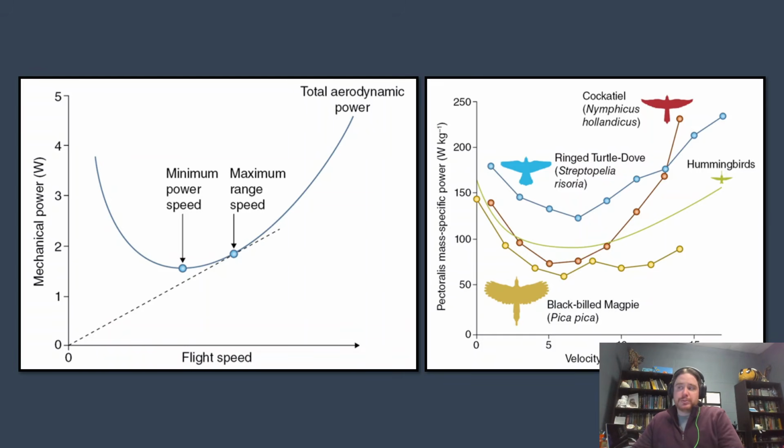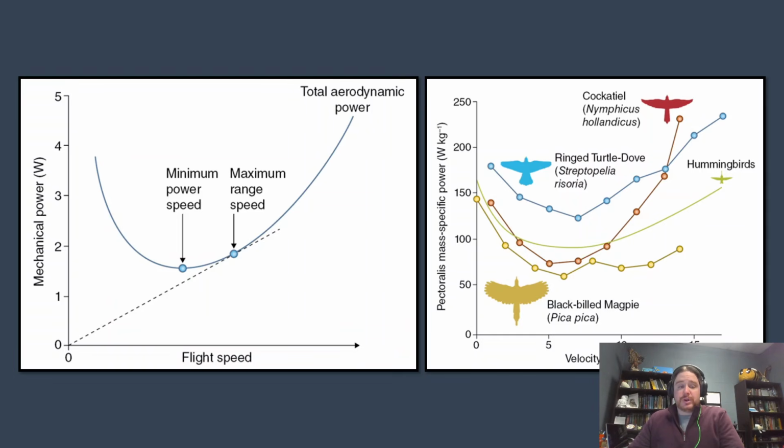Note that the minimum power speed is a little slower than the maximum range speed, but takes a little less energy. The maximum range speed instead is the speed at which you maximize the distance traveled for the amount of energy that is being consumed. So birds that want to stay in the air for a very long time want to travel ideally at their minimum power speed. If they're not concerned with distance, but just staying in the air, minimum power speed is the best.